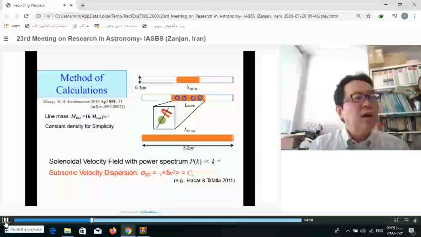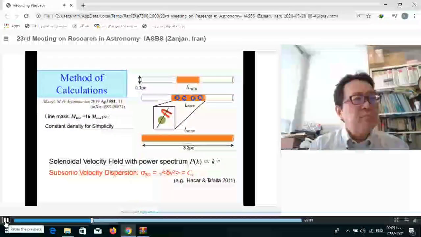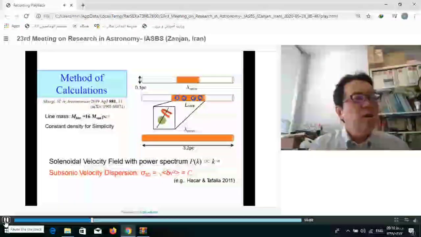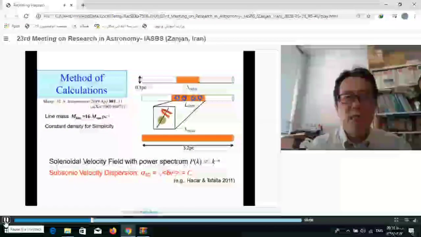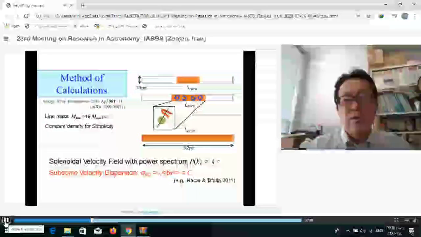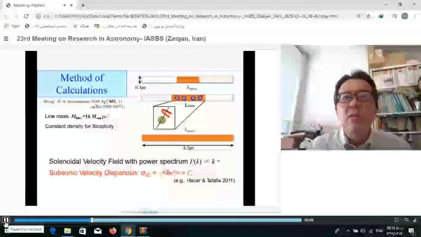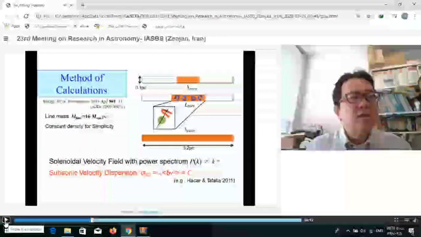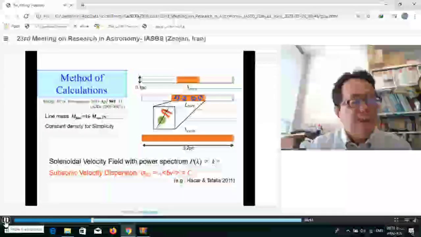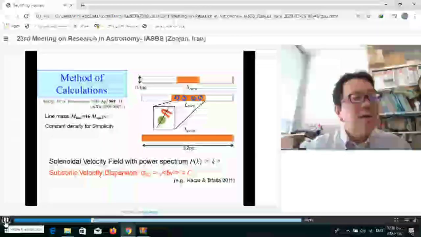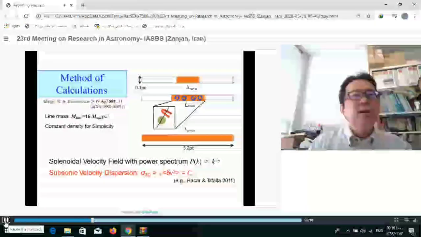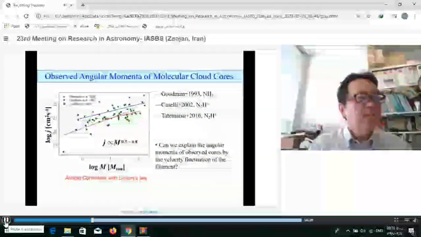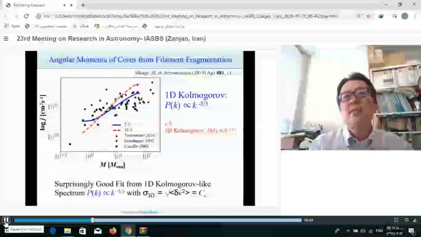We just calculate, as a function of the mass of the core, the angular momentum, because angular momentum is a conserved quantity. Okay, angular momentum should be conserved. So therefore, we just calculate the conserved quantity, angular momentum. And I think I have to move on. This is the observation, but I skipped this, and this is the result.